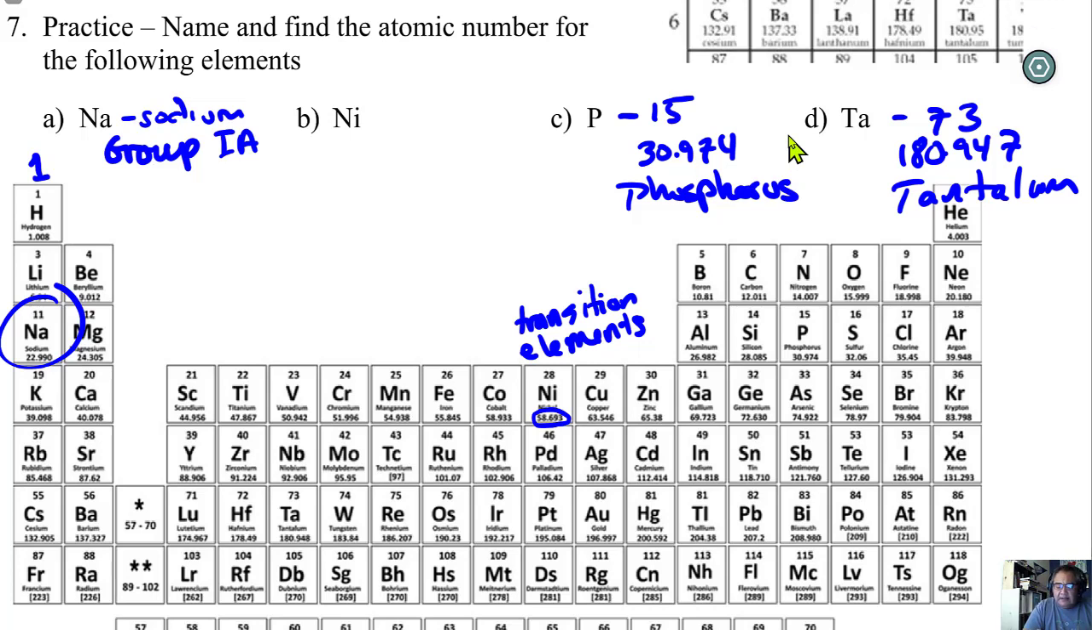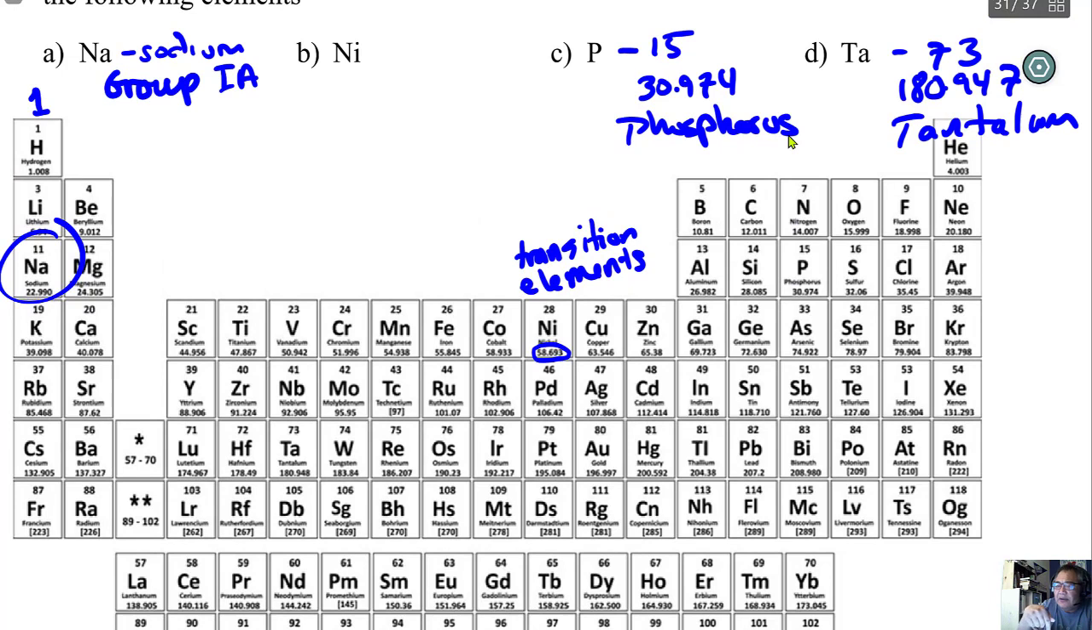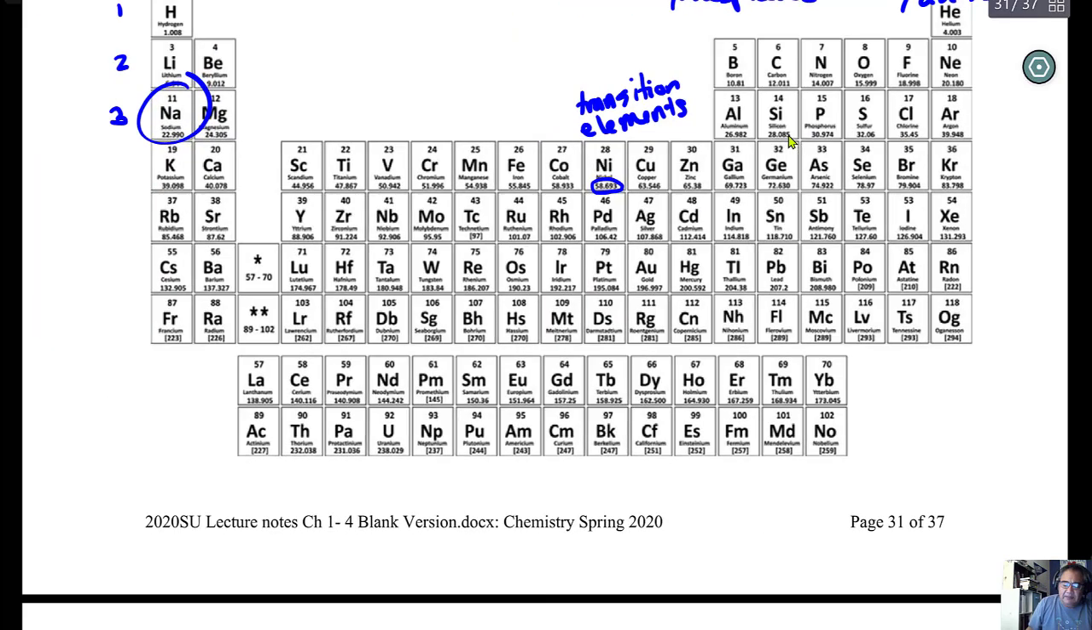And then this last one is tantalum. And it used to be different. It used to be tantalium or something like that. But it became tantalum. It must be easier to say or something. But that's element number 73. So it has 73 protons, 73 electrons, and it has an atomic mass of 180.947. Okay. So that's a little bit about the periodic table.